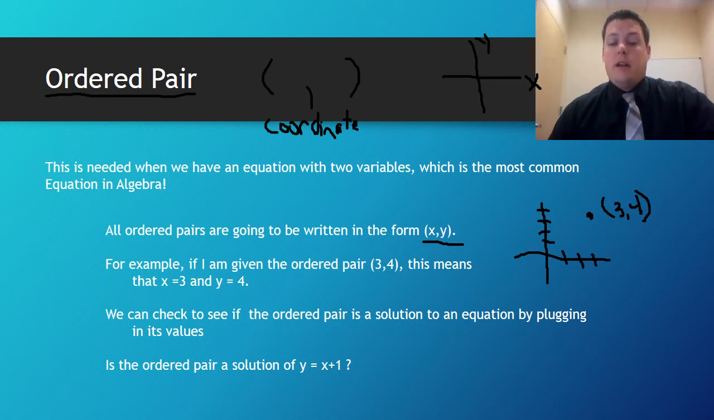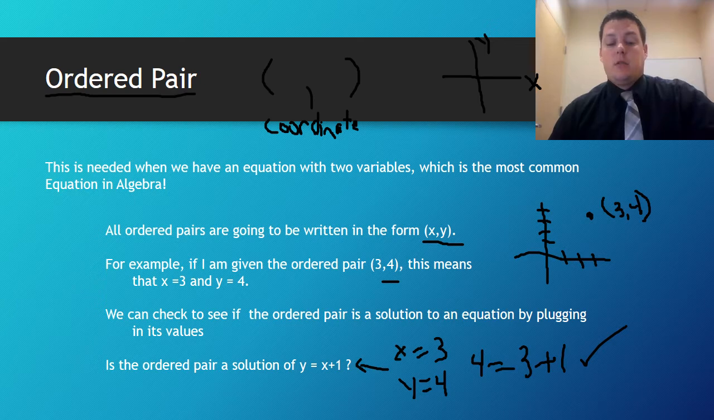We can check to see if the ordered pair is a solution to an equation by plugging in its values. So if you're asked the question, is the ordered pair a solution of y equals x plus 1, we're going to use this ordered pair up here, (3, 4). So remember, x equals 3, y equals 4. It's always x, y. It goes in alphabetical order. It's an easy way to remember it. We're going to plug those into this equation here. So it's going to be 4 equals 3 plus 1. Well, we know that that's 4 equals 4. So yes, this ordered pair is a solution of y equals x plus 1.